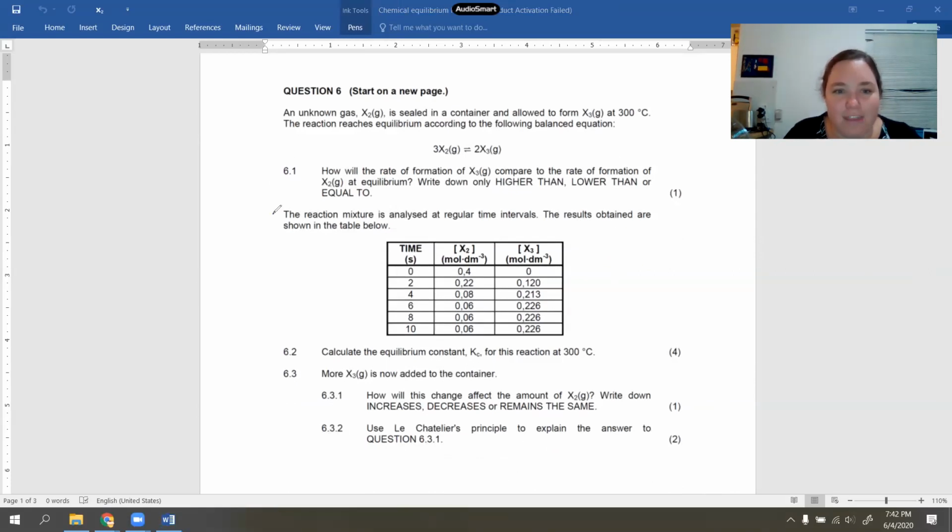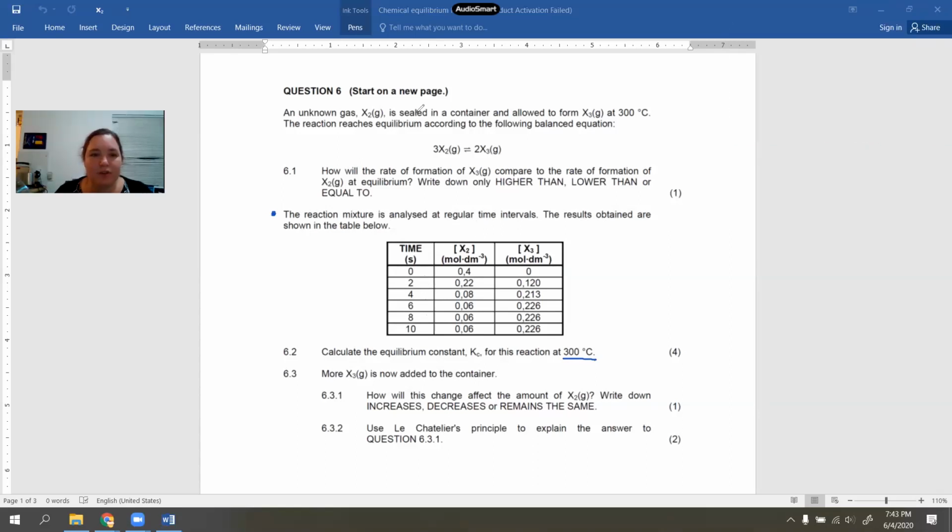It says, the reaction mixture is analyzed at regular time intervals and the results obtained are shown in the table below. So we go at 0, 2, 4, 6, 8, and 10 seconds, and we see the concentrations there. Then it says, calculate the equilibrium constant for this reaction at 300 degrees Celsius. Now, there was a reason that I chose to make us do this specific question: it's actually a really easy one. Can I quickly ask, and I'm going to pause sharing, who thinks they could already do this, just looking at the information that's on your screen?